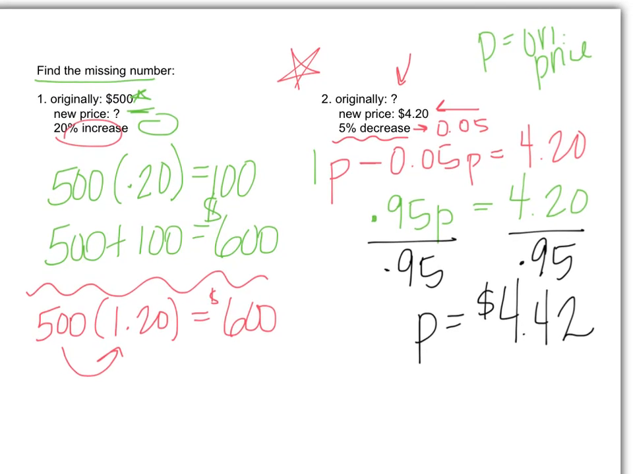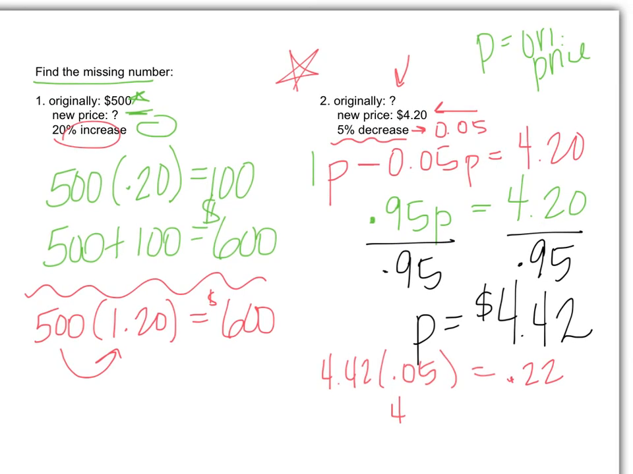So let's check it just to see. Let's do 4.42 times 0.05. See what you get. You should get 0.22, and since we're talking about money, we can leave off that extra digit. Well, now if I just want to subtract it, we can check it by 4.42, because that's my original, minus 22 cents, and you get 4.20, which is right there. Okay, from here now, you can do your exit slip online.